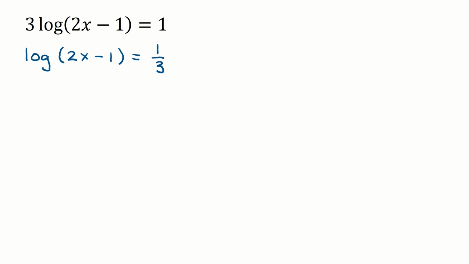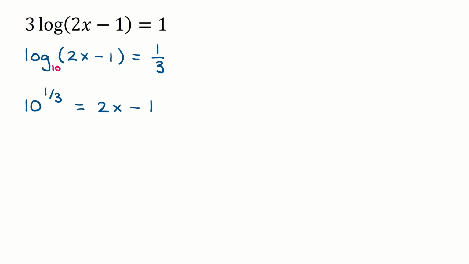Now let's think about switching this from log to exponential form. If we do that, we get, and remember, the base, if you don't see it, is a 10. We're going to get 10 to the power of 1 over 3 is equal to 2x minus 1.